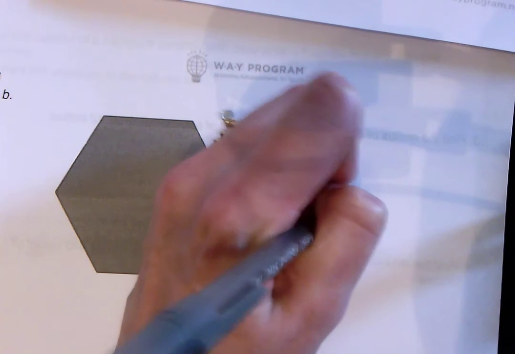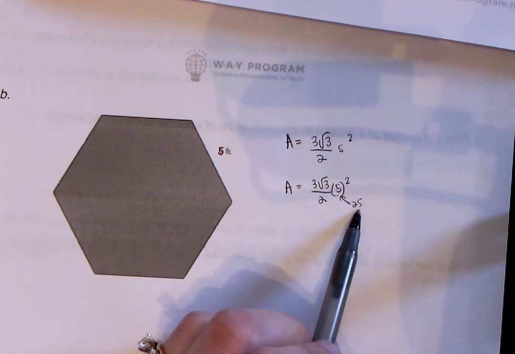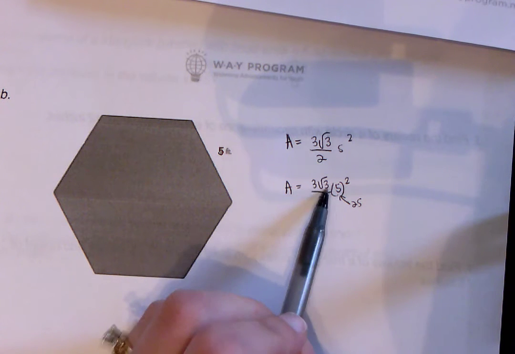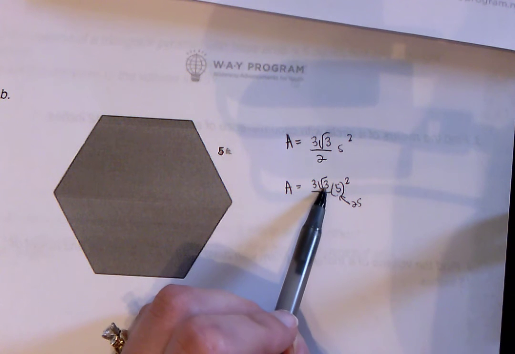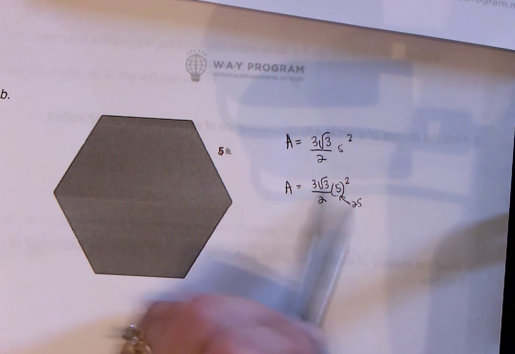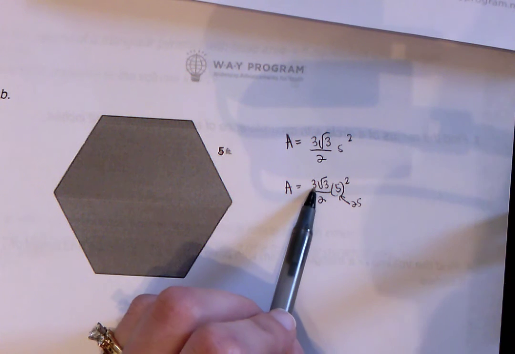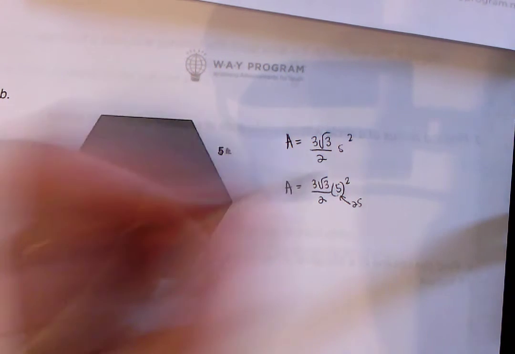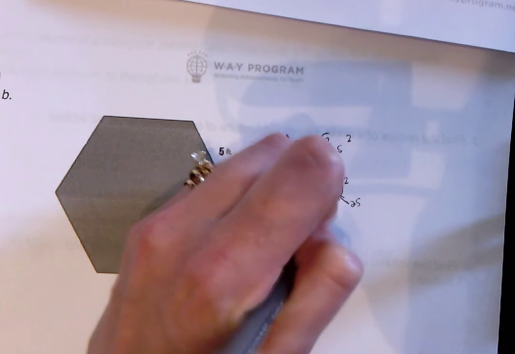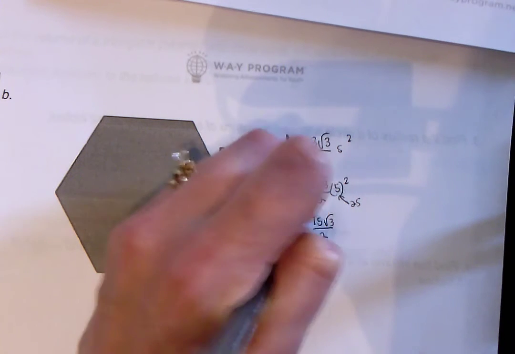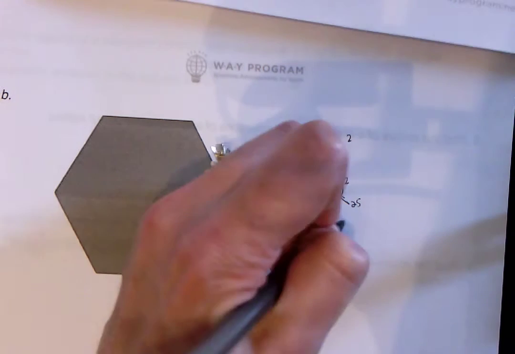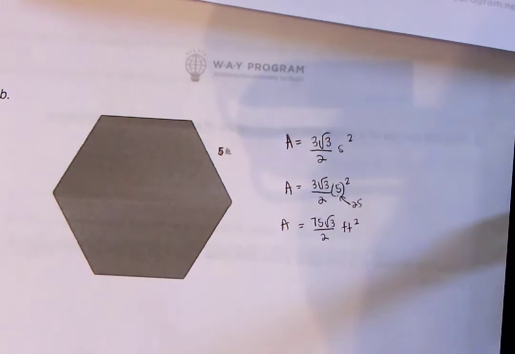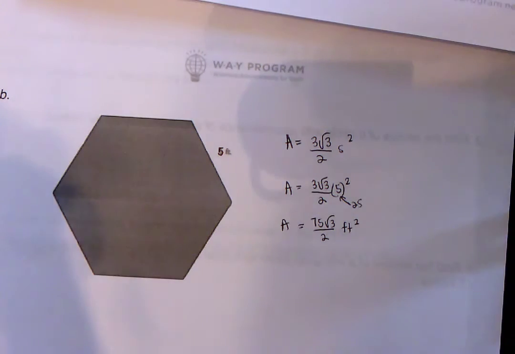So if that is equal to 25, then just basically you've got 3 times root 3 times 25, okay? You can't really do the 25 times the root 3 as far as combining them or anything, but you can combine the 3 out in front. So 3 times 25 is 75, so we have 75 root 3 over 2. And being as this was feet, that means area is feet squared. Okay, so that's all you have to do for that one. Then we have the next one.